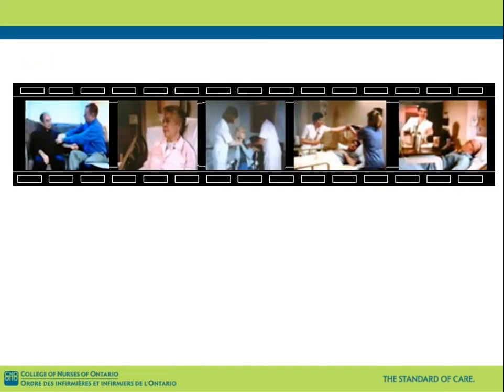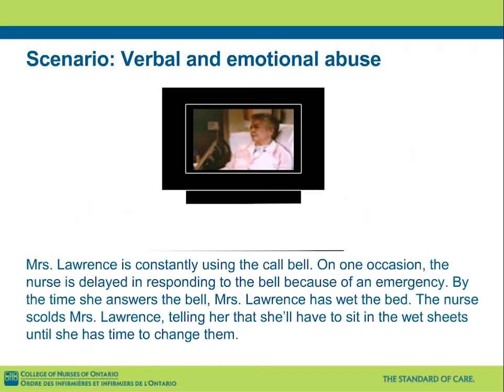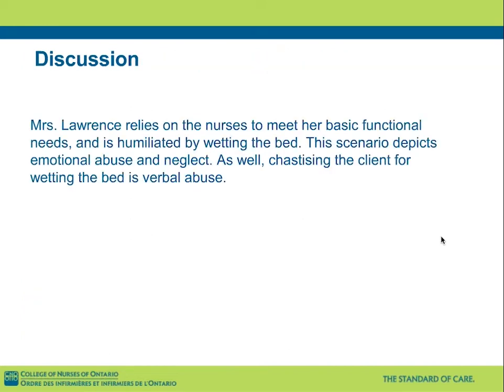The college's abuse prevention video, One is One Too Many, demonstrates the five forms of abuse through scenarios and provides abuse prevention practices. In one scenario, Mrs. Lawrence is constantly using the call bell. On one occasion, the nurse is delayed in responding to the bell because of an emergency. By the time she answers the bell, Mrs. Lawrence has wet the bed. The nurse scolds Mrs. Lawrence, telling her that she'll have to sit in the wet sheets until she has time to change them. Mrs. Lawrence relies on the nurses to meet her basic functional needs and is humiliated by wetting the bed. This scenario depicts emotional abuse and neglect.